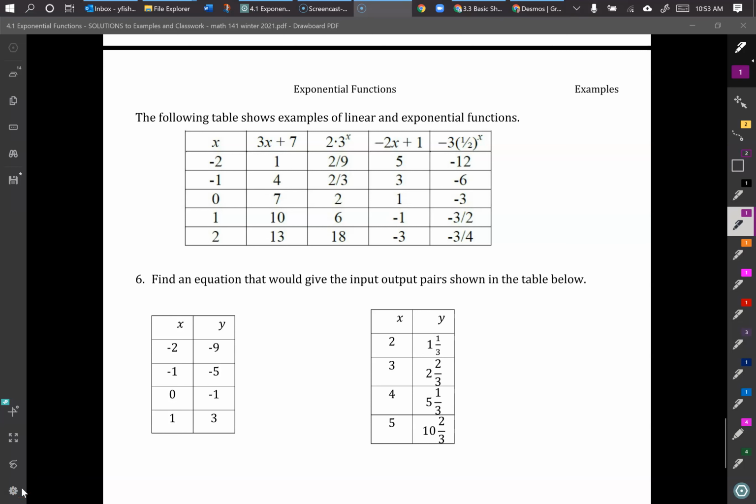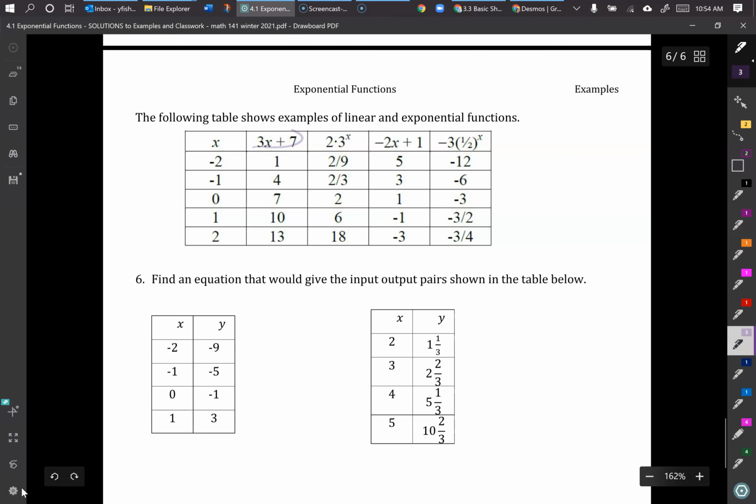Okay, so this is the last video for section 4.1, part 4, and we are going to look at tables. The following table shows examples of linear and exponential functions. So we want to differentiate which is which. At first you can pretty much tell right here from how the layout is, but we're going to look at why that is and then see if you can do it on these charts below in number 6.